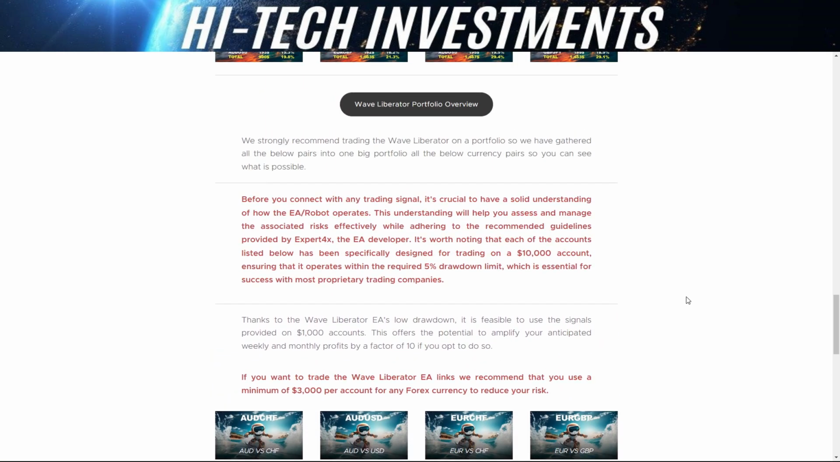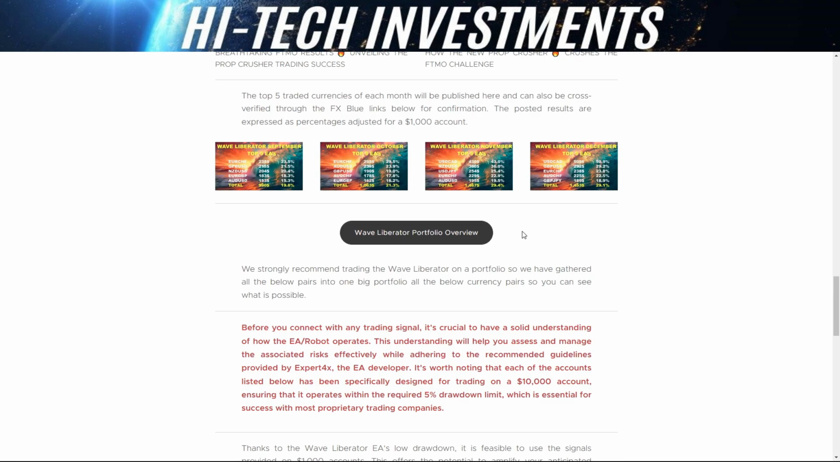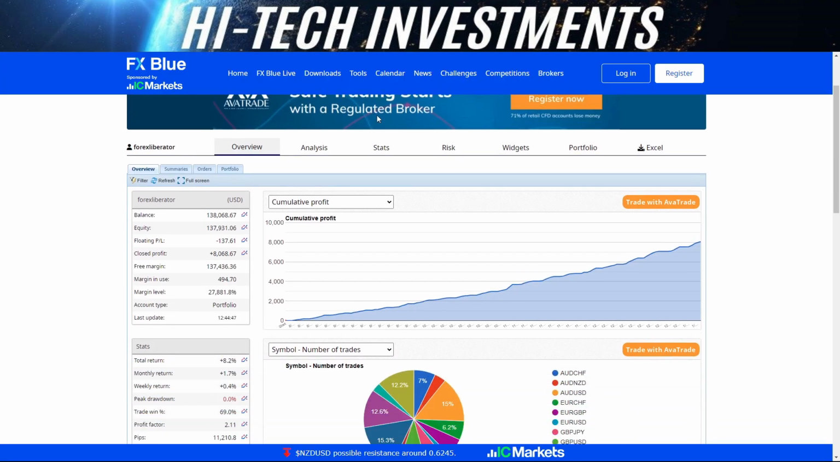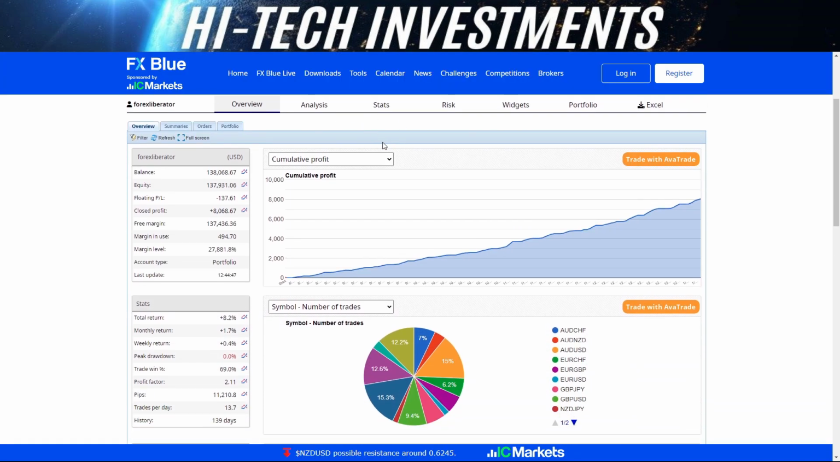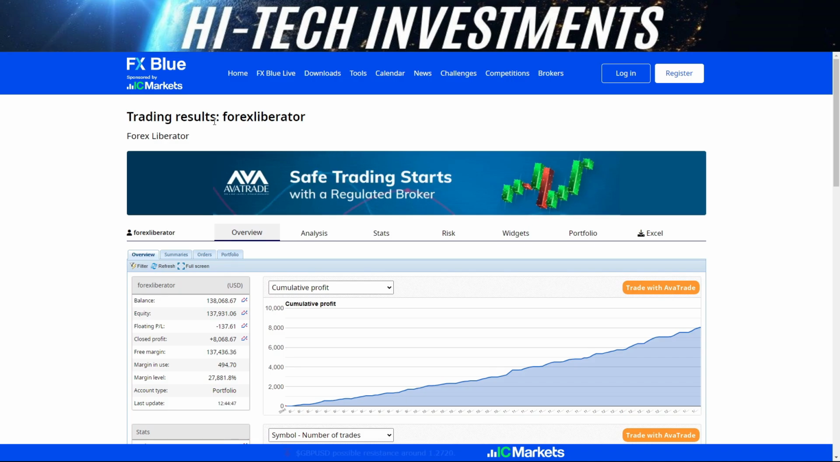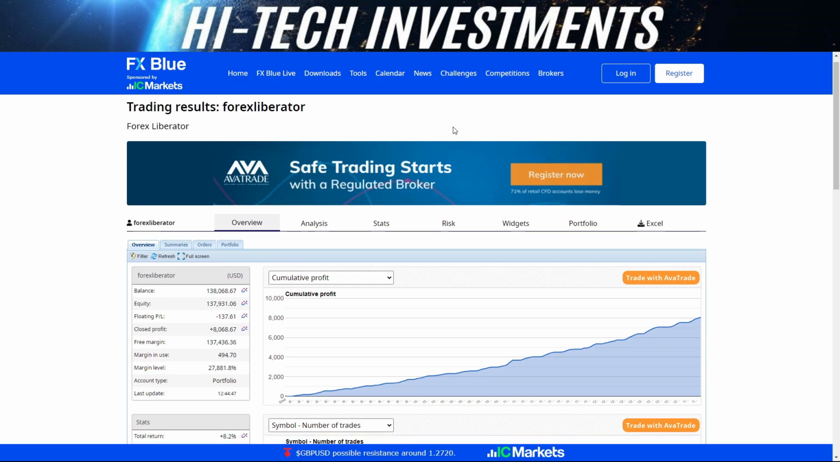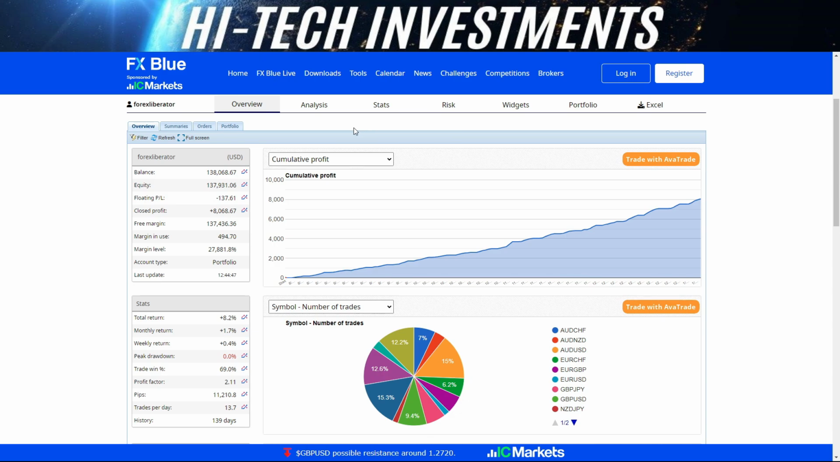Well, let's go and have a look first at the Wave Liberator portfolio overall to see the individual accounts right after this. So as we click the link on the website, we're actually getting to the FXBlue site in here, the trading results for the Forex Liberator. In this particular case, it is still the Wave one we are talking about. You can see here that the balance itself is at 138. And at the moment, as I mentioned here, we have 13 accounts now of $10,000 each.